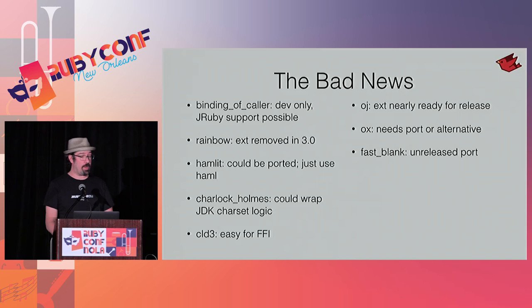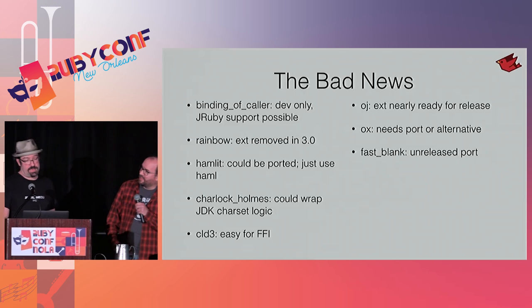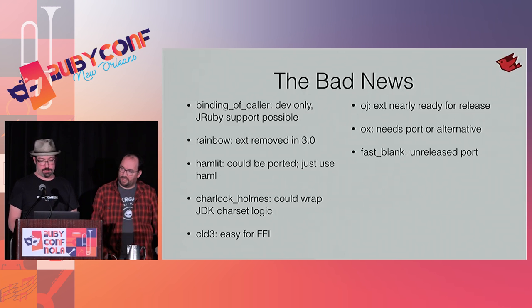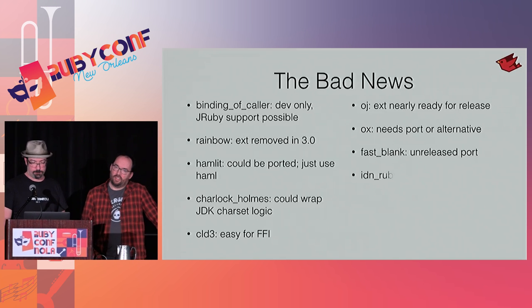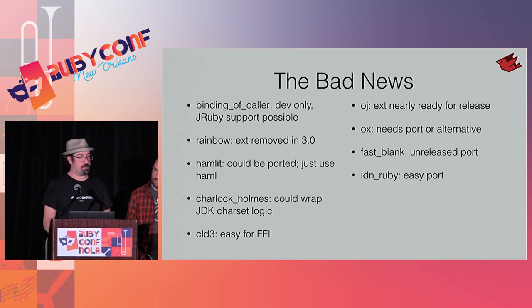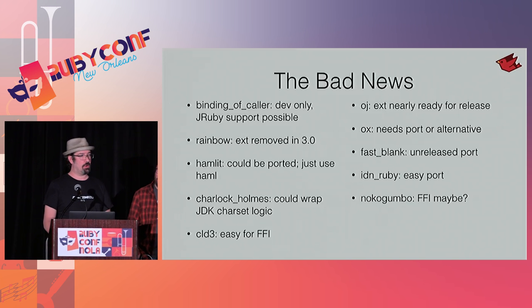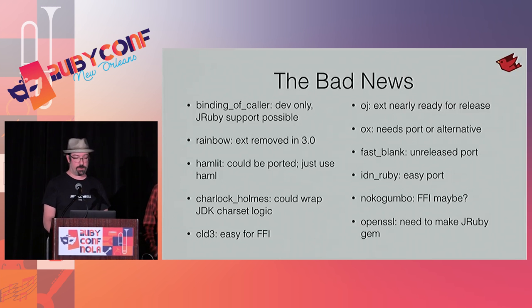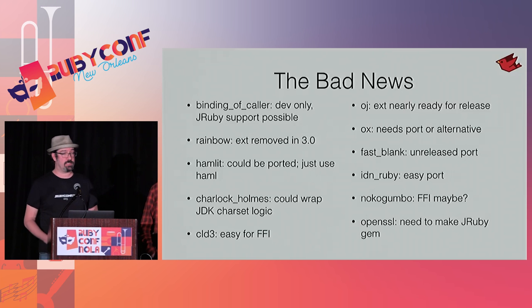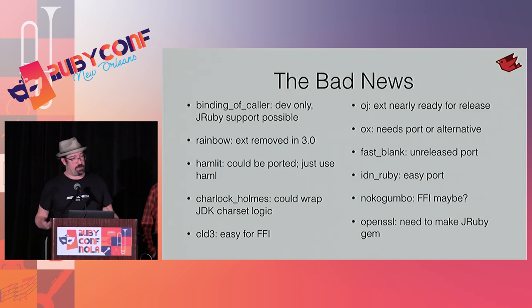FastBlank, I did a very quick port of it. It was only about 200 lines of C code, so I made a JRuby version and sent him a pull request. You should be able to swap something in for Oj or Ox and just use a different XML library or whatever. IDN Ruby was another one with very little code, should be an easy port. Nokogumbo wraps the Gumbo HTML parsing library. That could probably be FFI also, or use a JVM library for it. And of course, OpenSSL, we have an OpenSSL library. Ours is called JRuby OpenSSL.